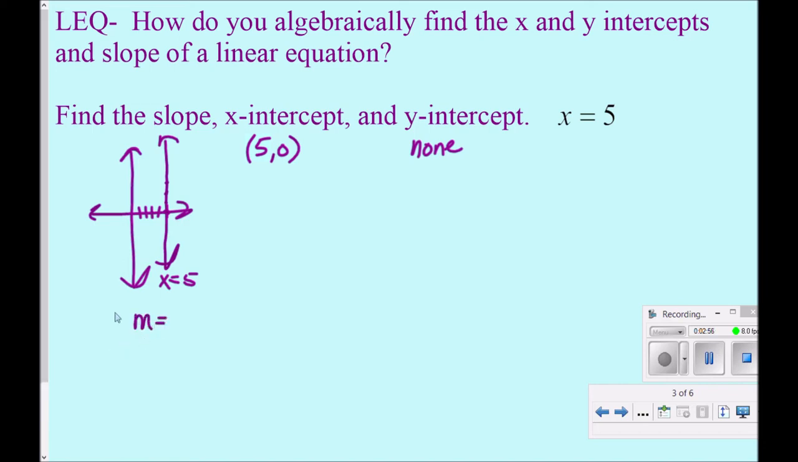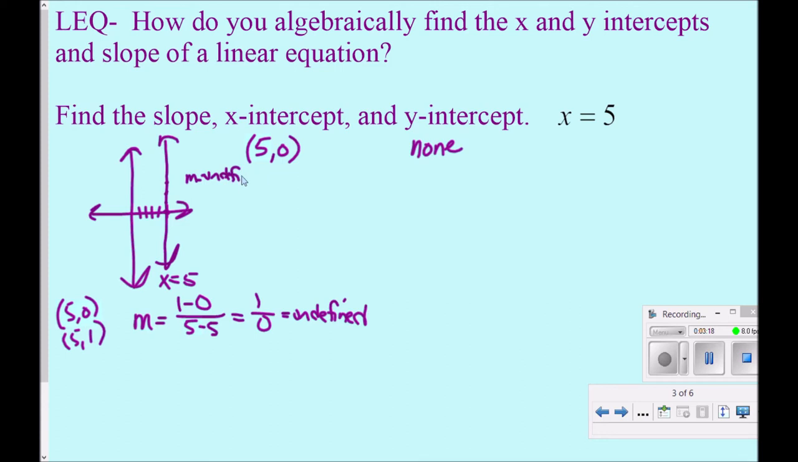So if I pick 2 points, if I use (5, 0) and (5, 1), and I calculate the slope, change in y, 1 minus 0 over 5 minus 5, I get 1 over 0. Remember, you can't divide by 0, so that is undefined. So the slope is undefined.